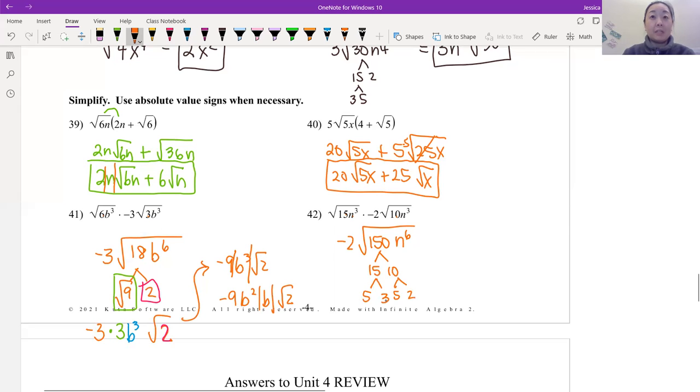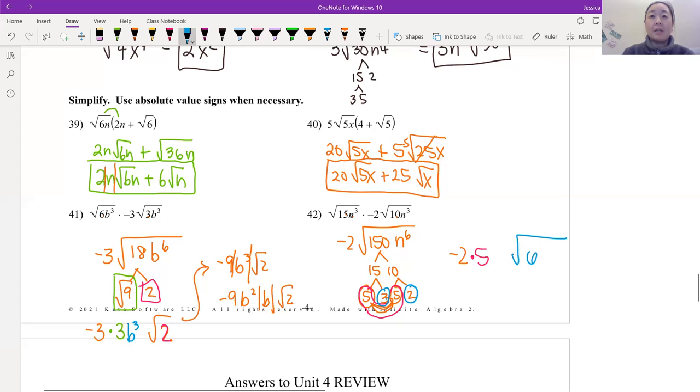Do I have any perfect squares? Yes, right here, the 5 and the 5. And so what we're going to have is the -2. And this right here is 5 times 5, which is 25. It's the square root of 25, 5. And what do I have left over on the inside? 3 times 2, this 3 times this 2, which would be 6.